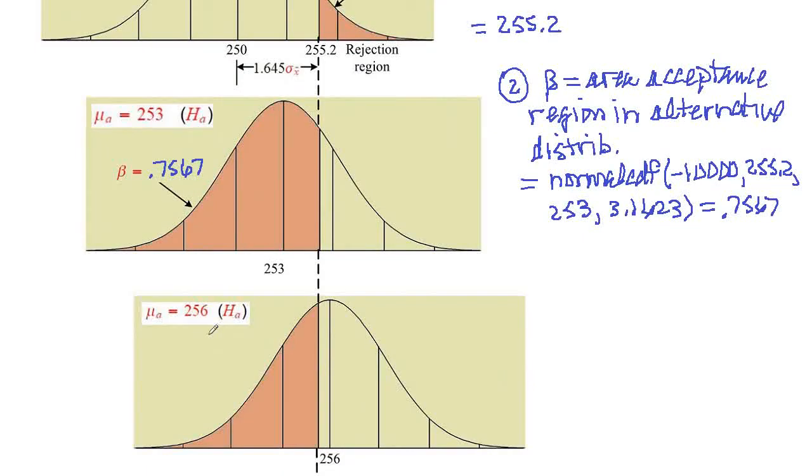Okay, so here's another alternative distribution. What if the actual mean was 256? What would be the area of the acceptance region in this alternative distribution with mean 256? So we've already got the 255.2. You just need to redo step 2. So why don't you pause the video for a second and try that.